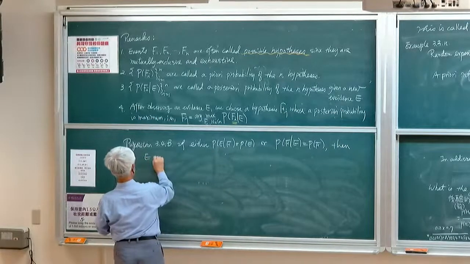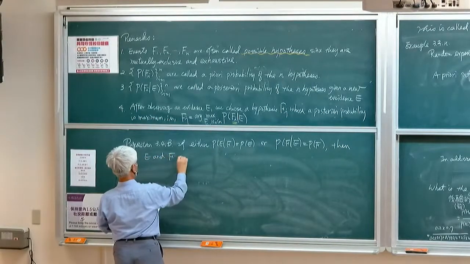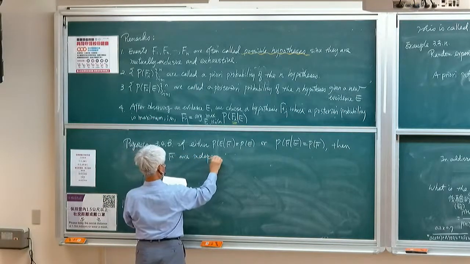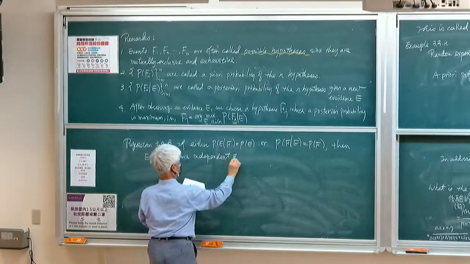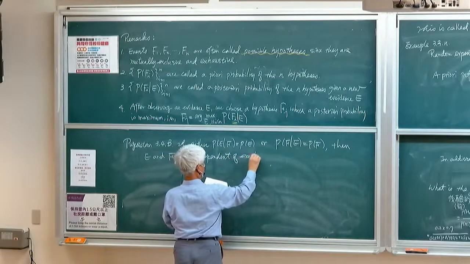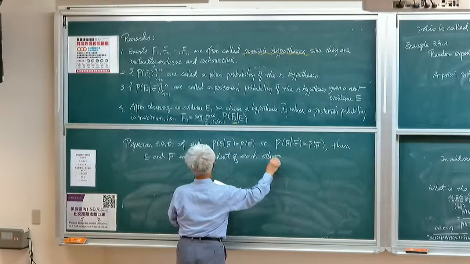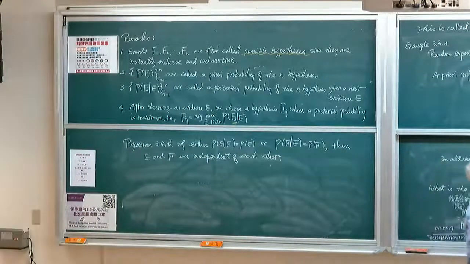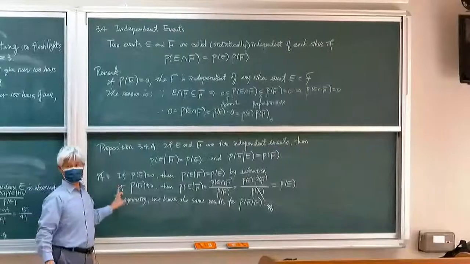E and F are independent of each other. So this proposition is the converse of this proposition. Okay.